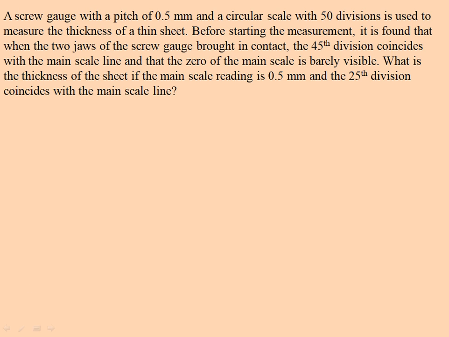There is a screw gauge of pitch 0.5 mm and a circular scale with 50 divisions, used to measure the thickness of a thin sheet. If you are given this, in such situations you have to identify the least count using pitch divided by the number of divisions on the circular scale. Pitch is given as 0.5 mm and the number of divisions is 50, so this will be equal to 0.01 mm.